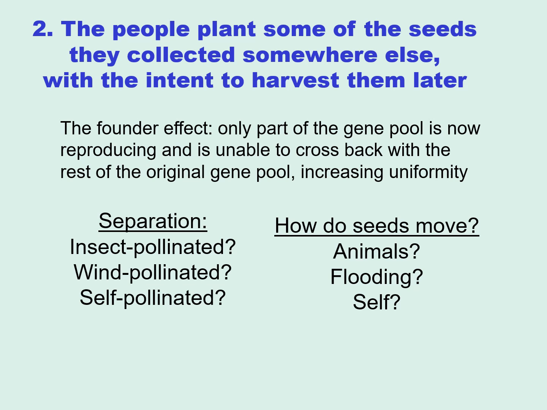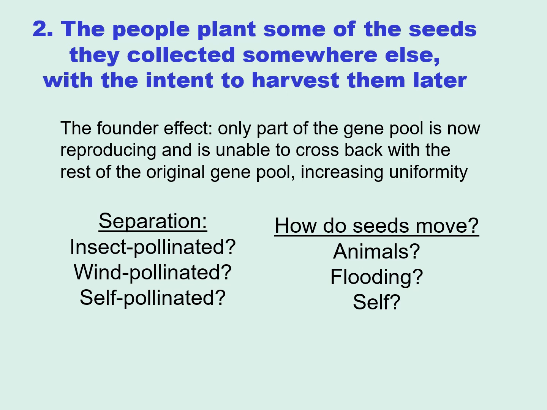Only part of the gene pool is now reproducing, and because you've taken them away from that original population, you being a mobile archaic person, those plants are now unable to cross back with the rest of the original gene pool, which would increase the uniformity. Remember, weeds have a greater genetic variability, and eventually domesticates have less genetic variability and more uniformity.